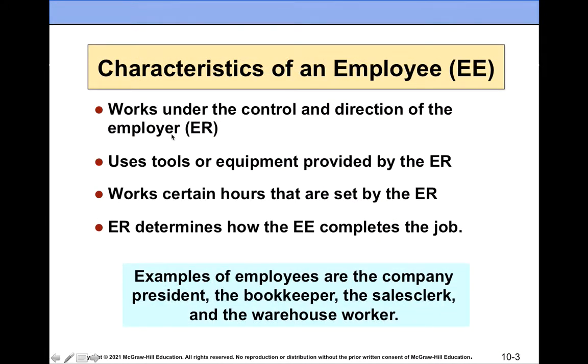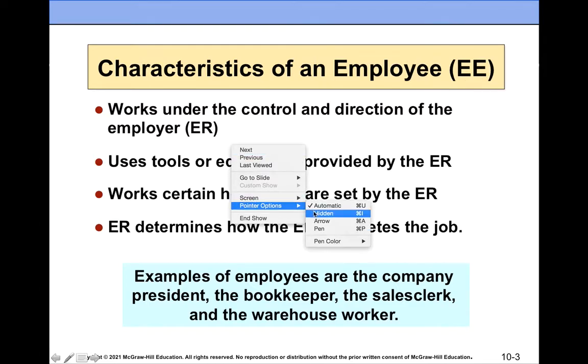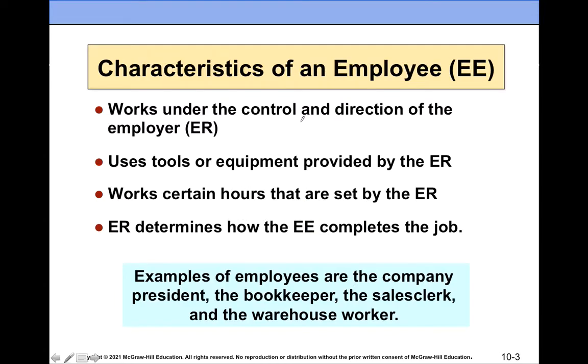So first of all, everything we're talking about in this chapter just relates to employees. It does not relate to independent contractors. So we're going to abbreviate employees EE. And the main thing here, how to distinguish between employees and independent contractors, is this word, control.